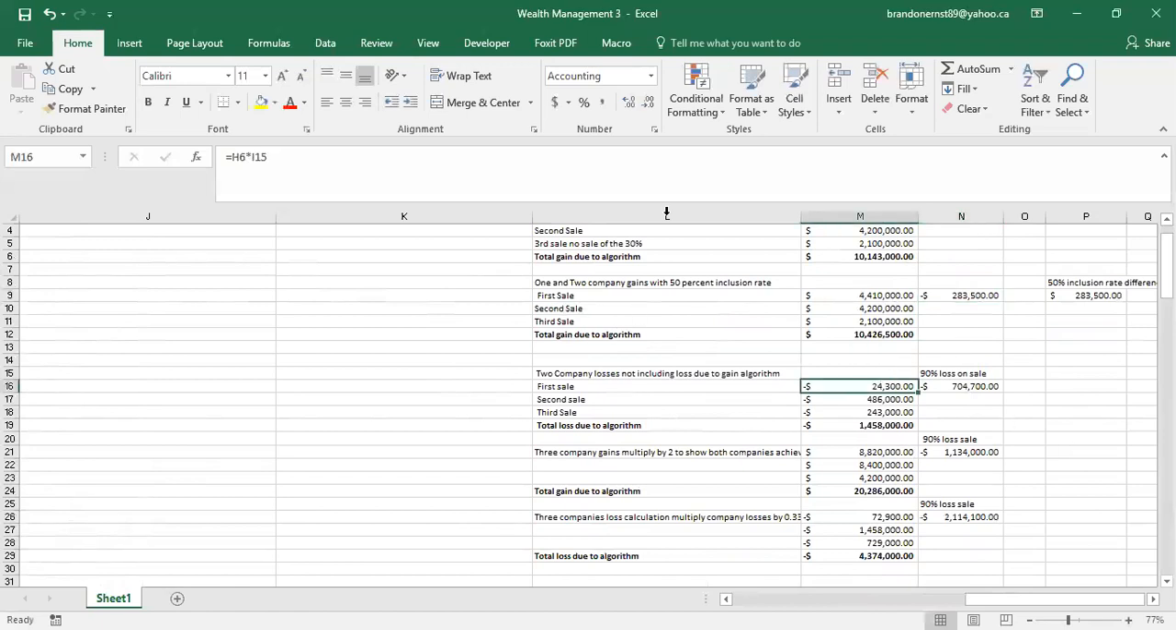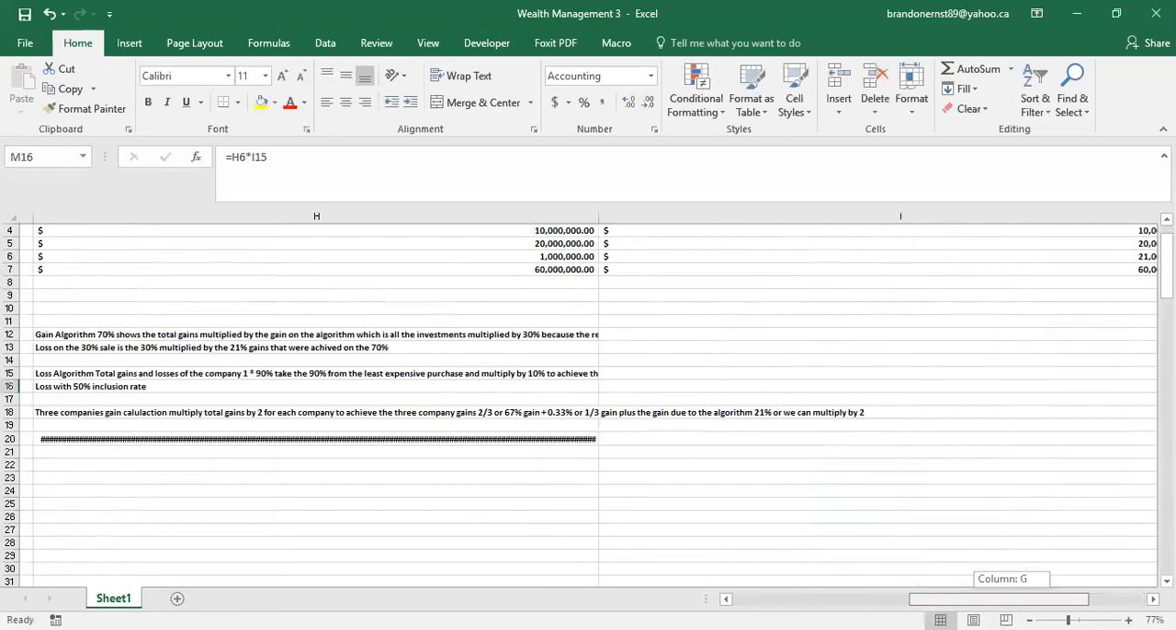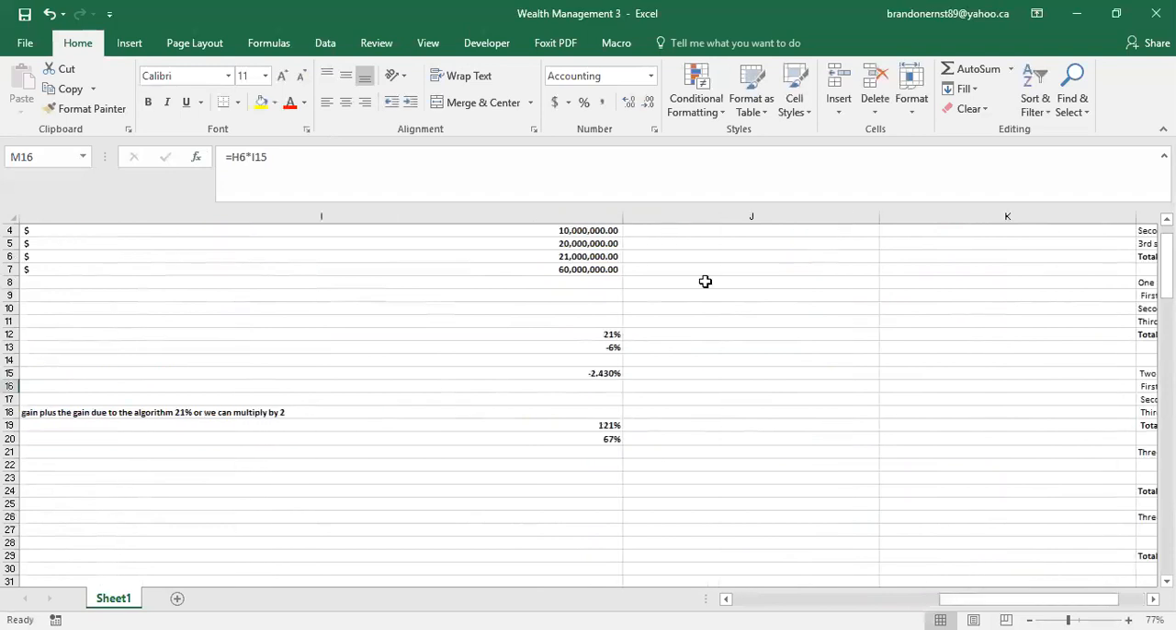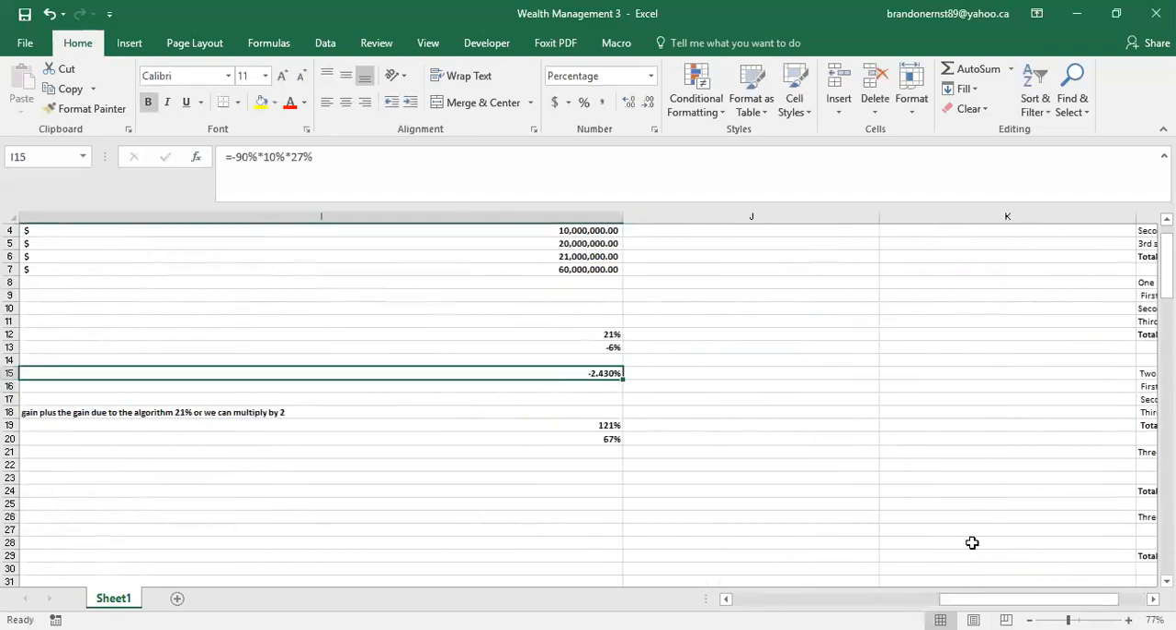The two company losses. When you go back over here, here's your algorithm for your losses. With this one, you do the same thing, but you take 90% off of the losses. So basically, you're going to do your 3 purchases of one company, and then you're going to do your 3 purchases of the next company. So both companies make their purchases.